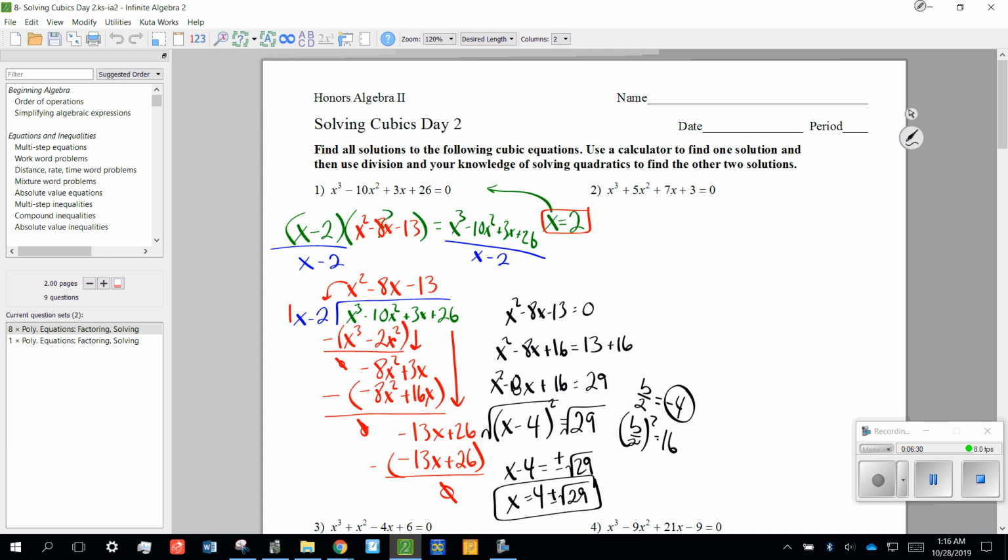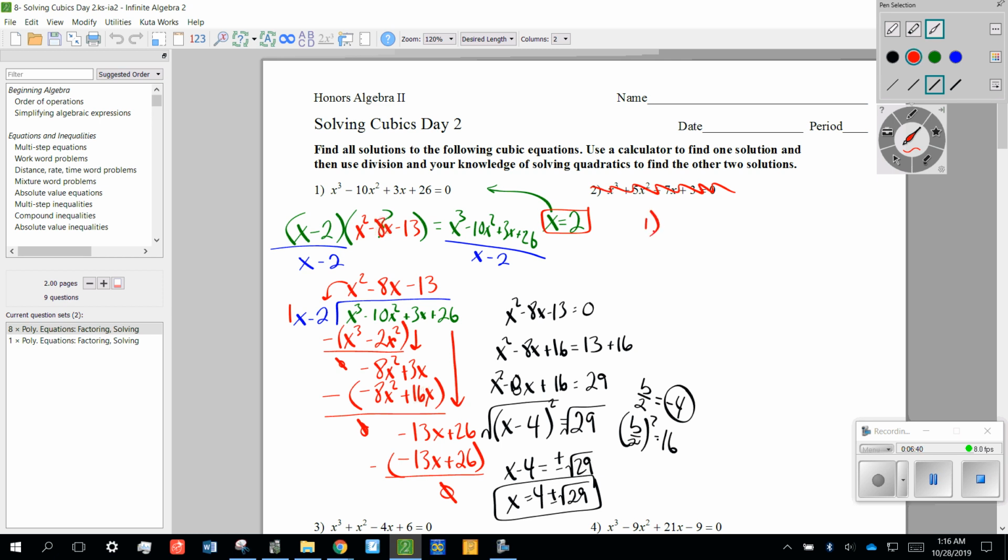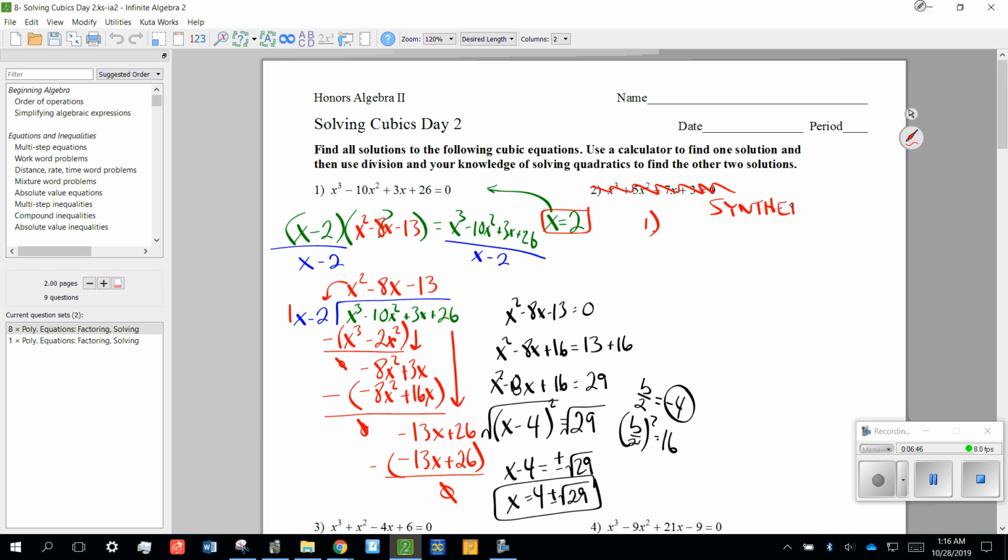Alright, let us quickly do synthetic division. Okay, I'm not doing this problem. I'm still doing number 1. We're going to do synthetic division, which is the same idea as long division. You're dividing the x minus 2 out of the big x cubed minus 10x squared plus 3x plus 26.